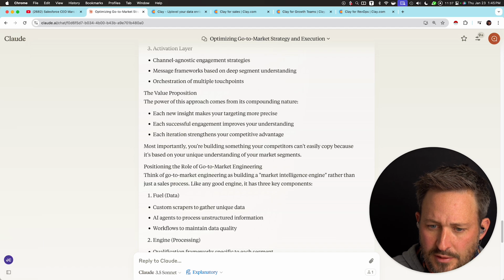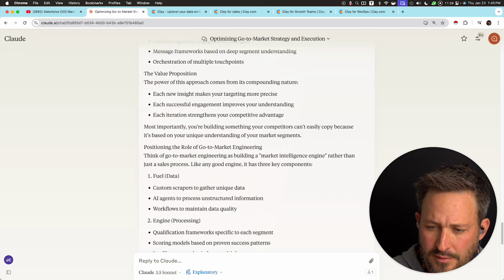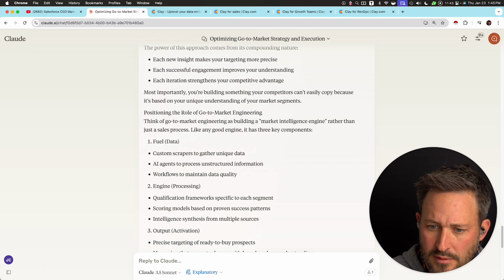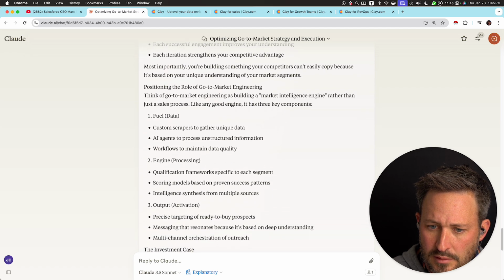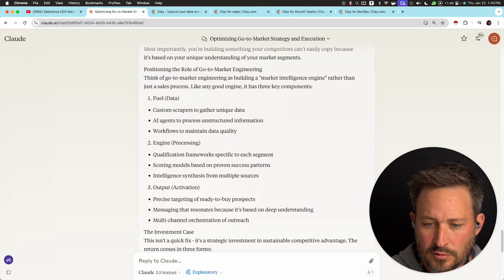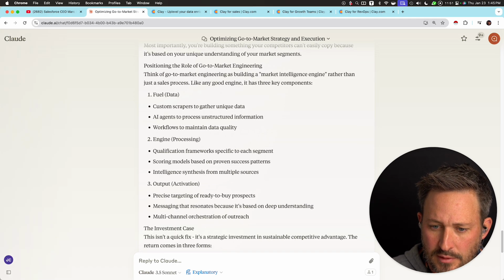Improves your understanding. This is right. Oh, fuel engine output. Wow.